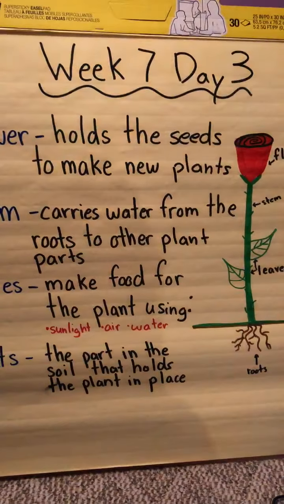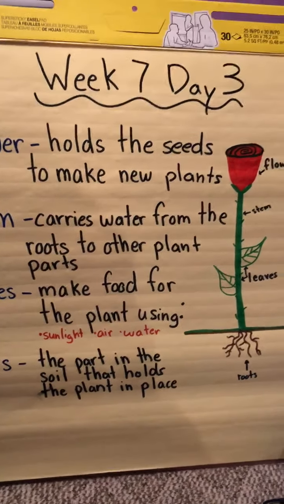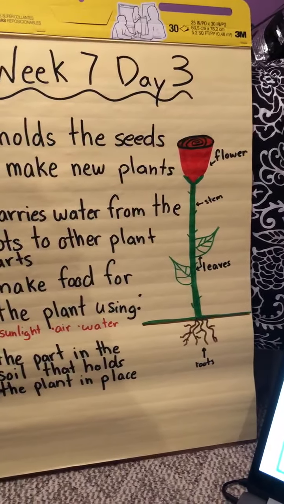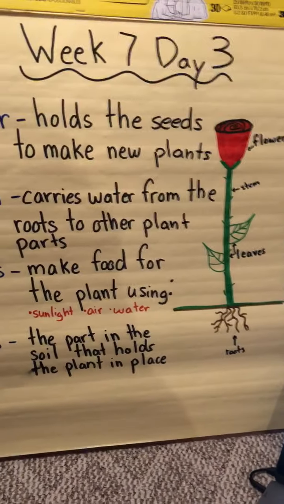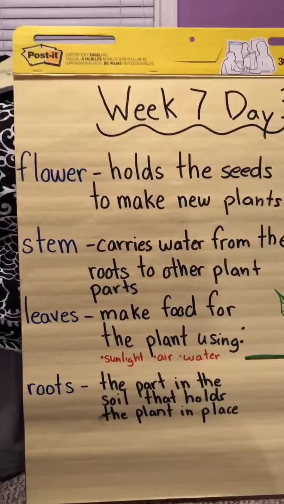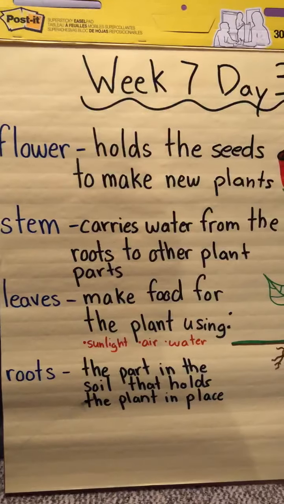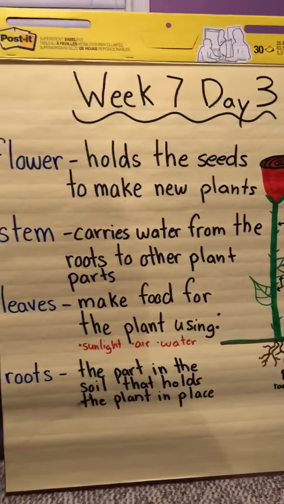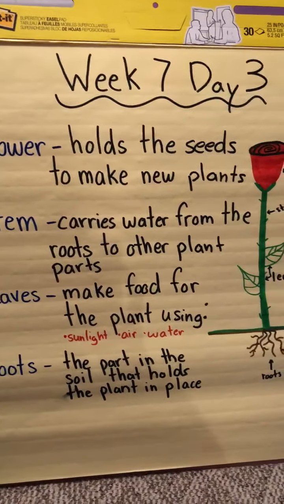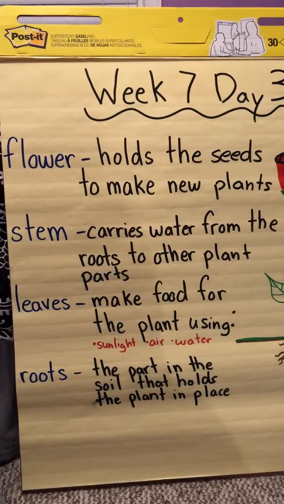So let's quickly review what we learned. I made this poster titled Week 7, Day 3. I have a flower that I drew, and I labeled the parts because that's what we're learning about. I'm just going to quickly review the parts of the plant and what those parts do. Because remember, each part has a special job.